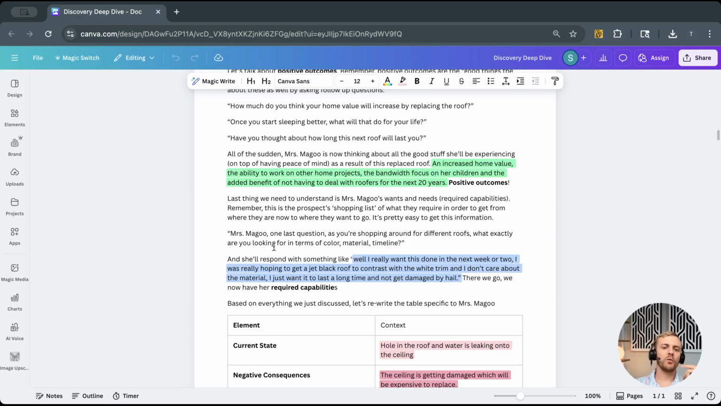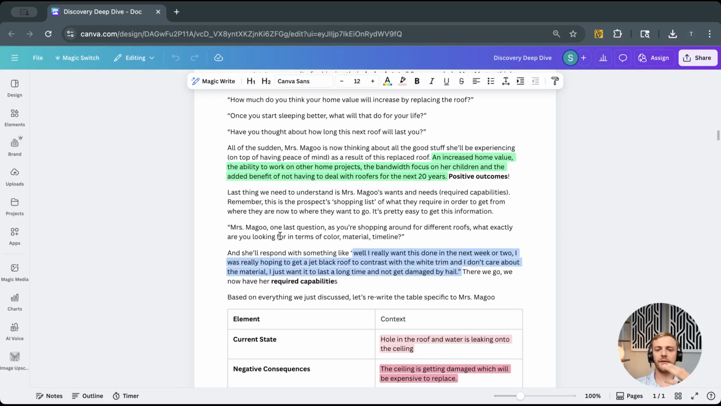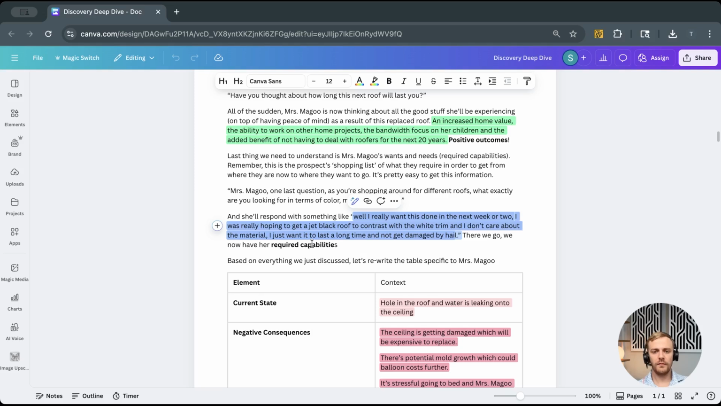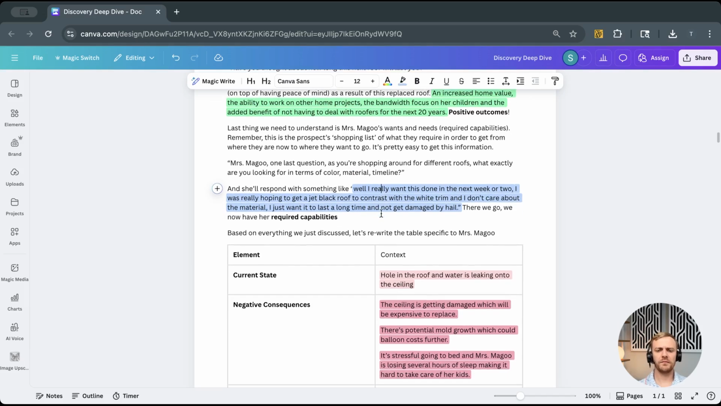As you're shopping around for different roofs, what exactly are you looking for in terms of color, material, timeline, yada, yada, yada? And this is where she'll tell you her required capabilities. She wants it done in the next week or two. She wants a jet black roof. She doesn't care about the material as long as her roof won't get damaged by hail. Boom. Nope, need to make that bold. We have her required capabilities.